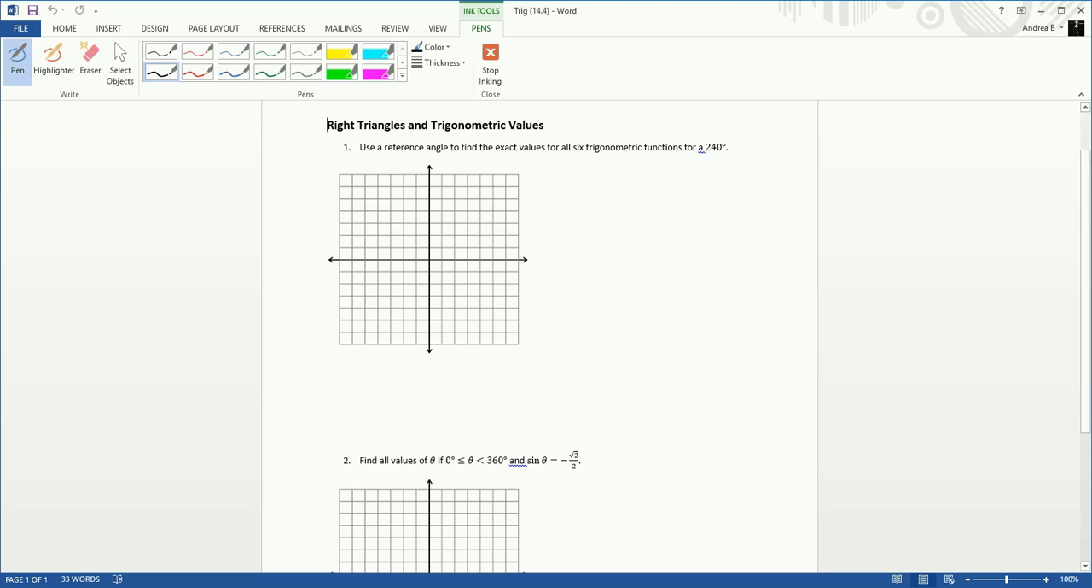This one will have right triangles and trigonometric values. So for number 1, use a reference angle to find the exact values for all 6 trigonometric functions for a 240-degree angle. So we'll go through and review first of all what we mean by a reference angle by graphing our 240-degree angle first of all.